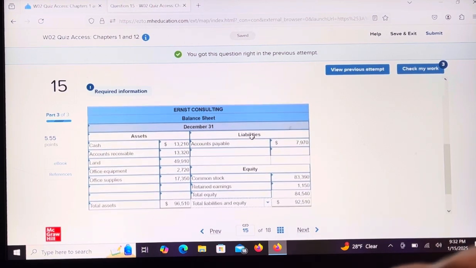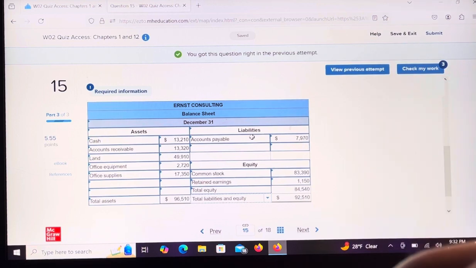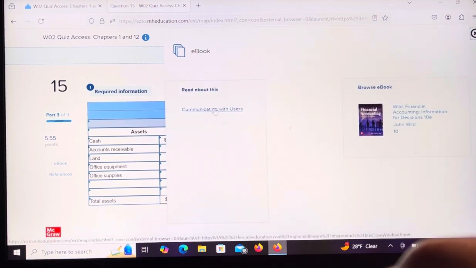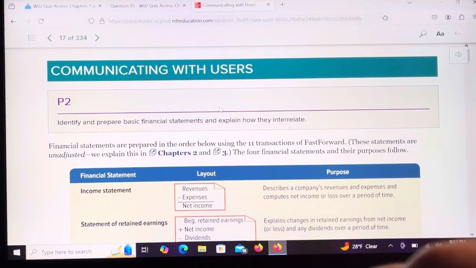And again, if you have questions about which items go on a balance sheet, go to the ebook and it'll take you right to this fun infographic again where it goes over exactly what goes on which financial statement.